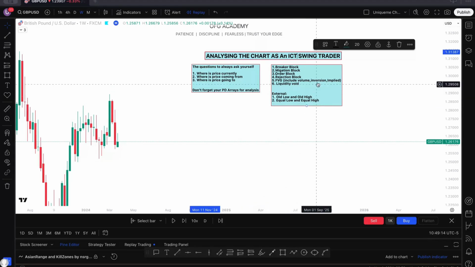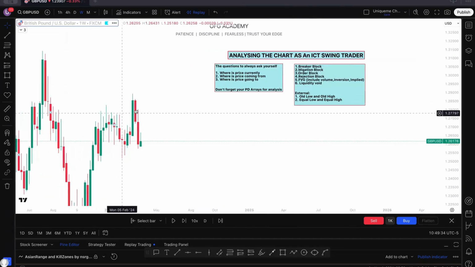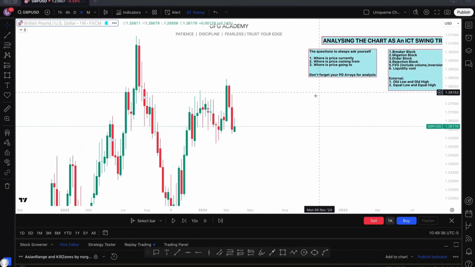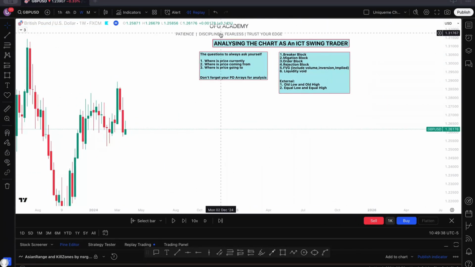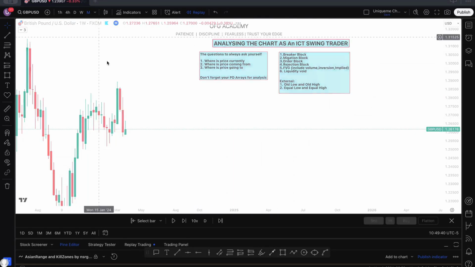This is the PDRA, internal range liquidity is here. If you observe, I put in a fair value gap, the normal fair value gap that we all know, but do not forget there are other types of fair value gap: volume fair value gap, inversion fair value gap, and implied fair value gap, targeting the external range liquidity. So internal range liquidity going to external range liquidity. This is how I analyze stock analysis. It's very easy when you write this down to analyze the market.